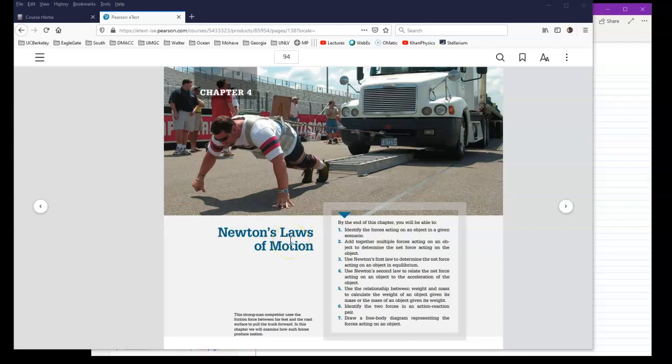And then in Chapter 6, we'll be studying a further law, a very important law, which is the law of gravitation and circular motion. This is all attributed to Isaac Newton.